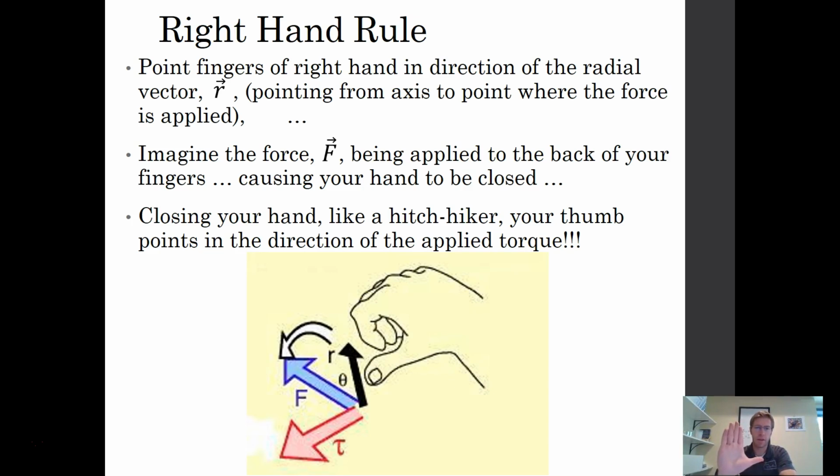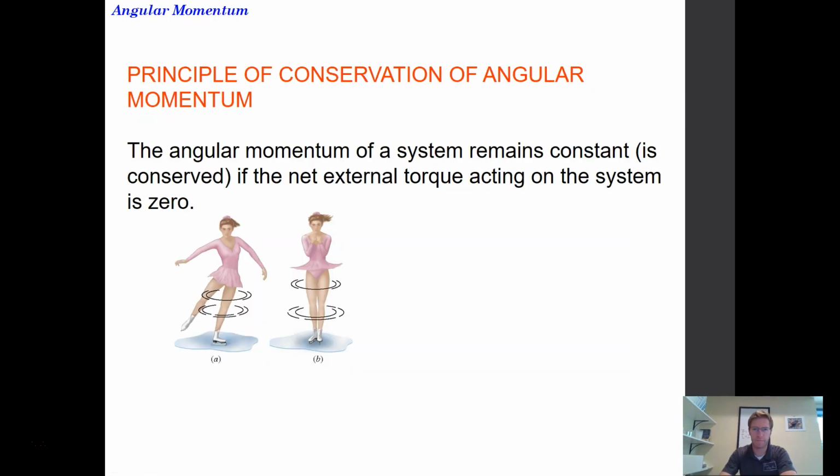Okay, another way, the way that I actually prefer to do it, a second way of doing it, is if you take your fingers and point them in the direction of R, that first vector in your cross product, and then you curl them towards the vector F, then your thumb will still point in the direction of the torque. So R cross F, boom, you get the direction of the torque. Those are both ways of doing the right-hand rule, and they both are equally accurate.